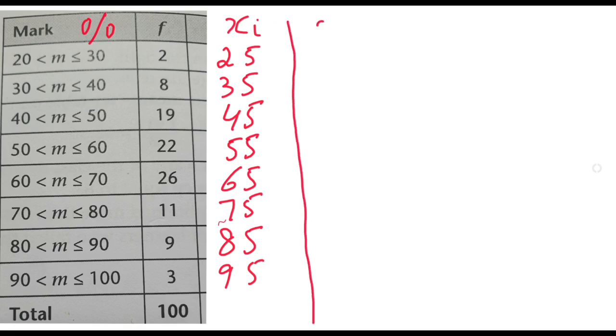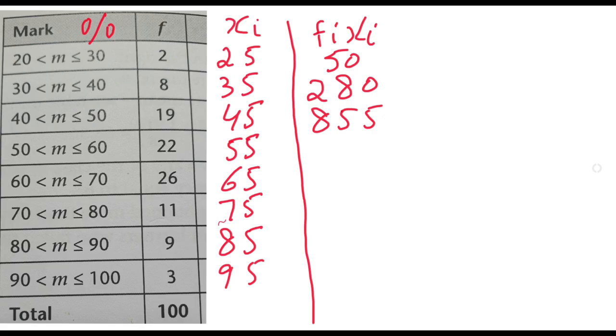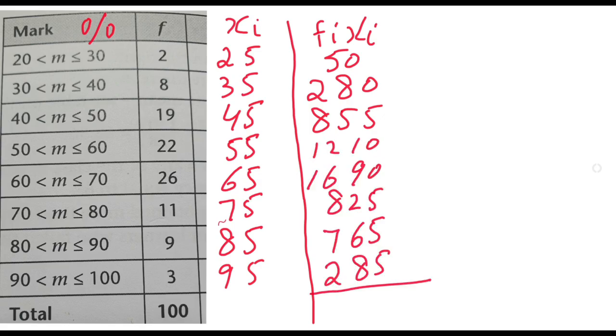Now we're looking at the fi and xi table, because we need it for the estimated mean. So 25 times 2 is going to be 50. 35 times 8, that will be 280. I use my calculator. 855, use the calculator. 1210.